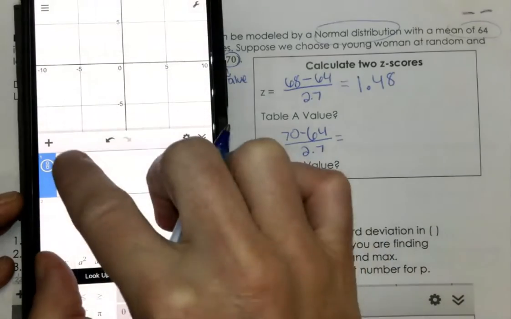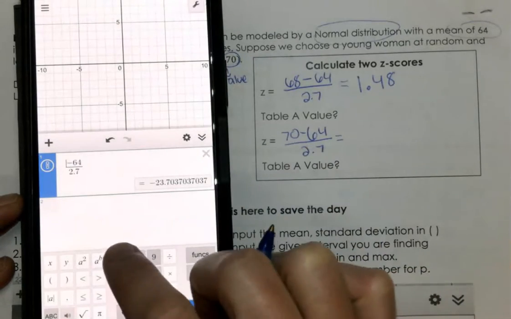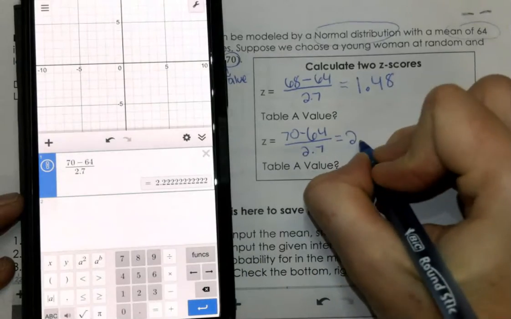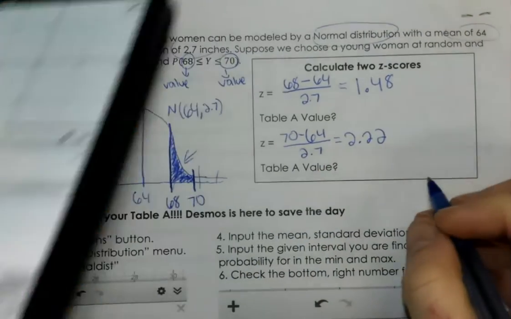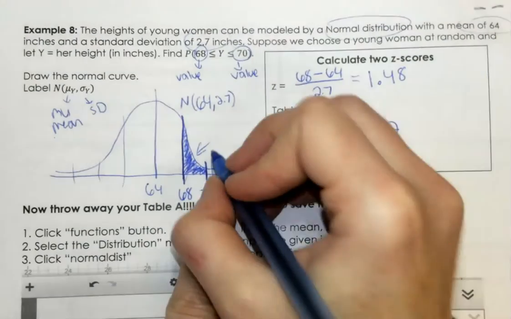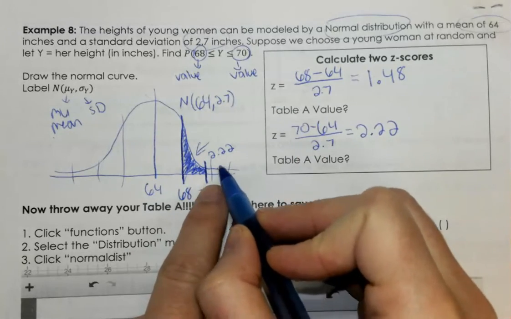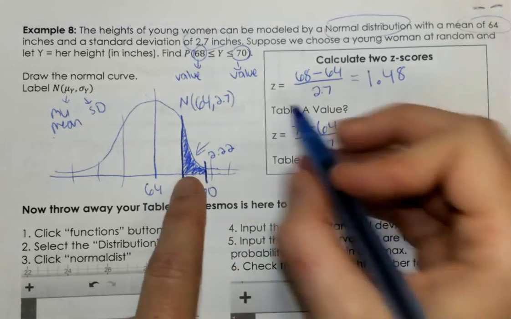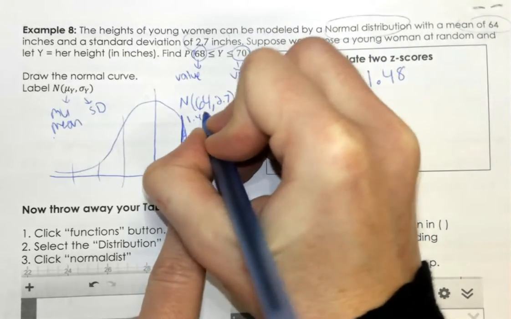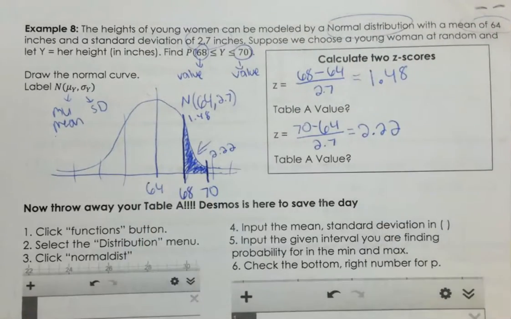All right, I'm going to go back up and change the value to 70 here to get our second z-score, and I get 2.22. So our z-score here is 2.22. So I drew it a little wrong. I should have done it over 2.22. And then 1.48 is our other z-score. So I want the area in between the two.